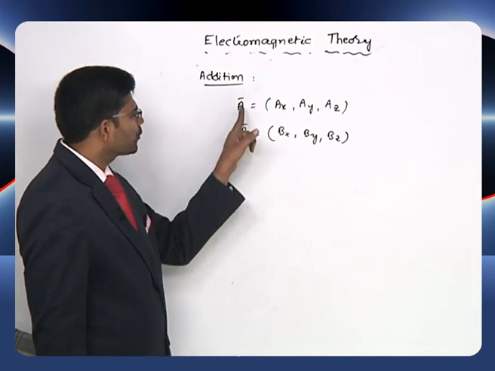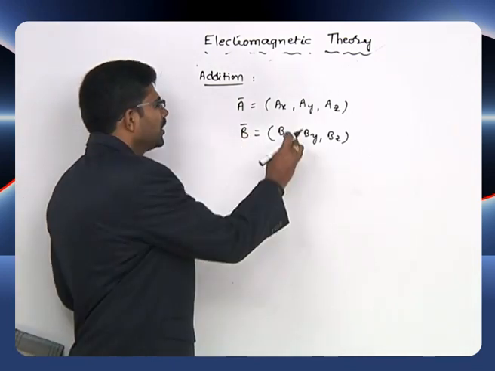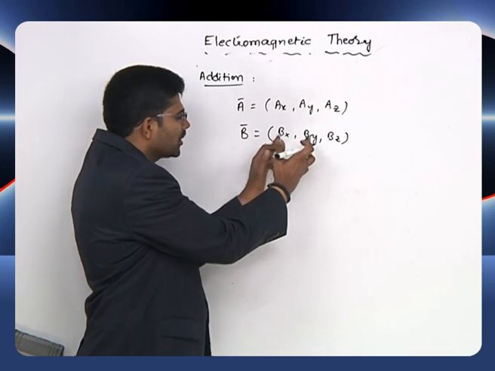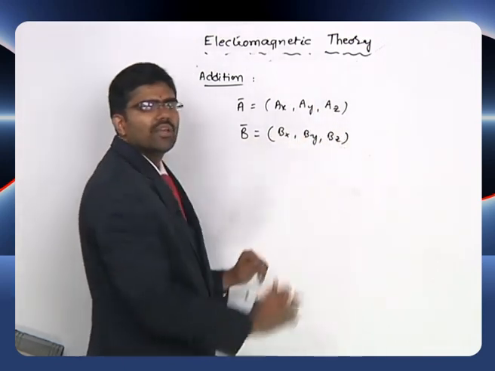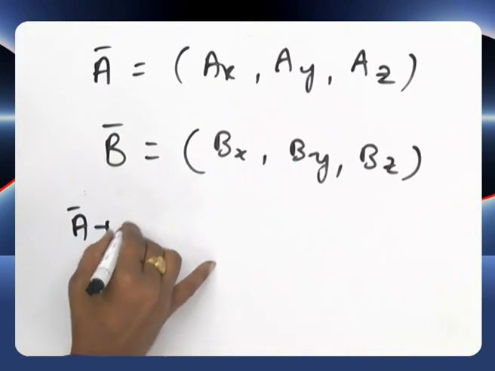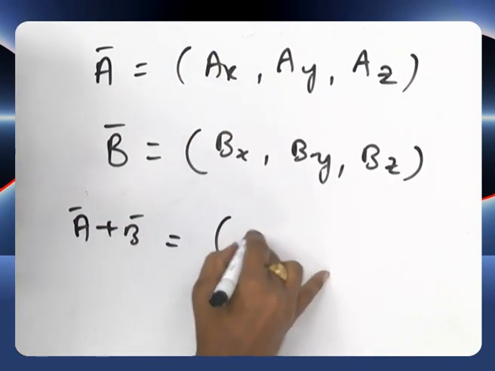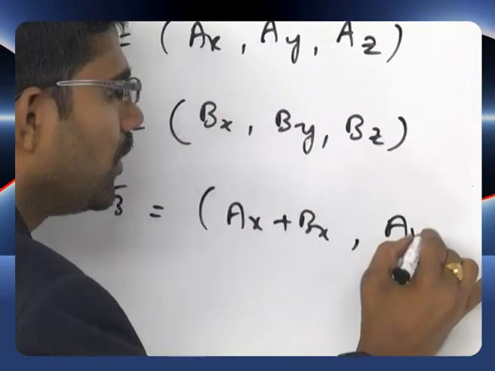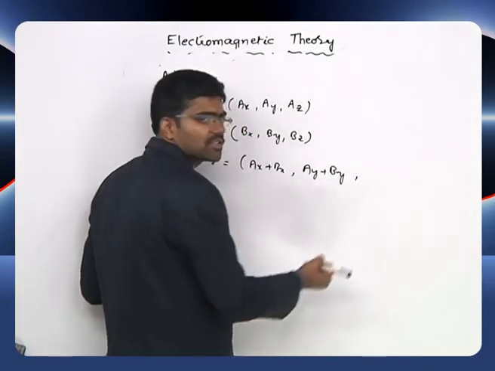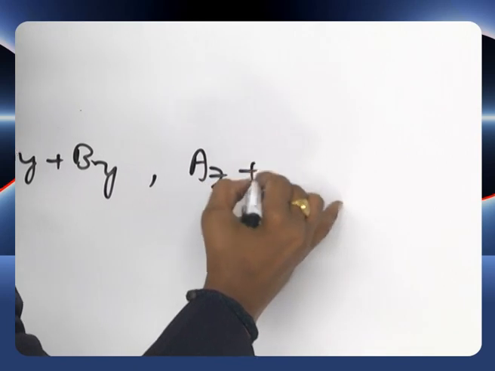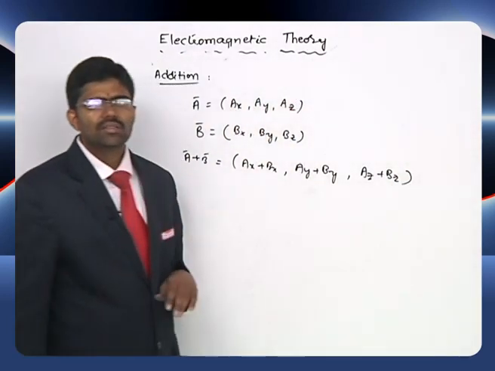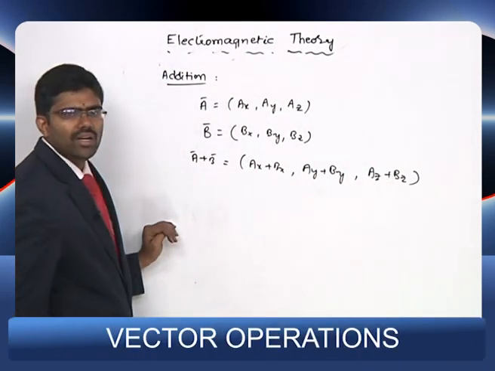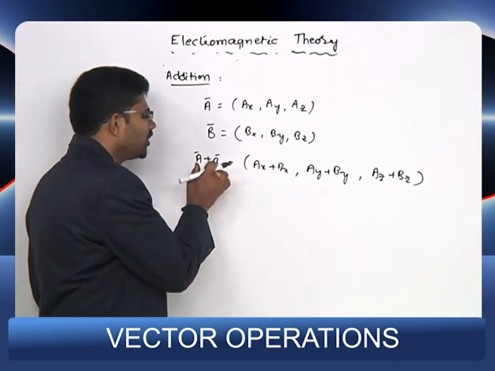Then the vector addition of these two is a very simple one: the point to point addition of the components. The x component will be added together, the y component will be added, and the z component will be added. So if you want to write a bar plus b bar, you can write this as ax plus bx, that is the x component, ay plus by, that is the y component, and az plus bz, that is the z component. So the corresponding components of x, y and z will be added, so that what we get is the addition of these two vectors.